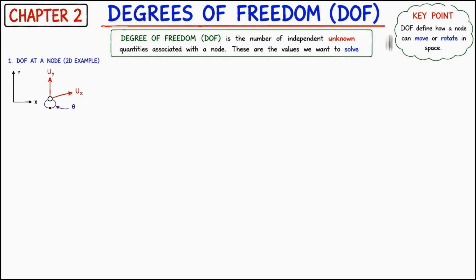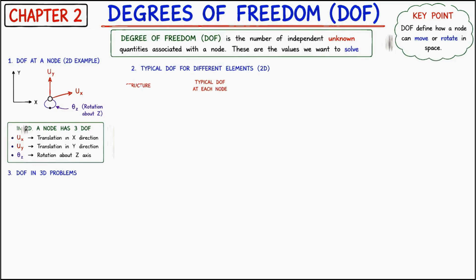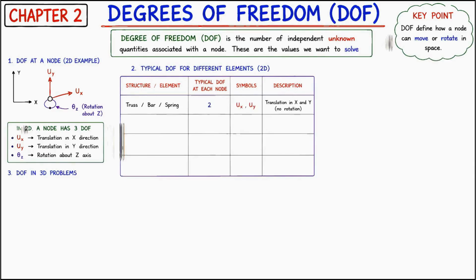Let's first understand the two-dimensional case. In a two-dimensional structure, a node can move in the horizontal direction, represented by UX. It can also move vertically, represented by UY. In addition, the node may rotate about the z-axis, represented by theta z. Therefore, a node in a plane problem can have 3 possible degrees of freedom.